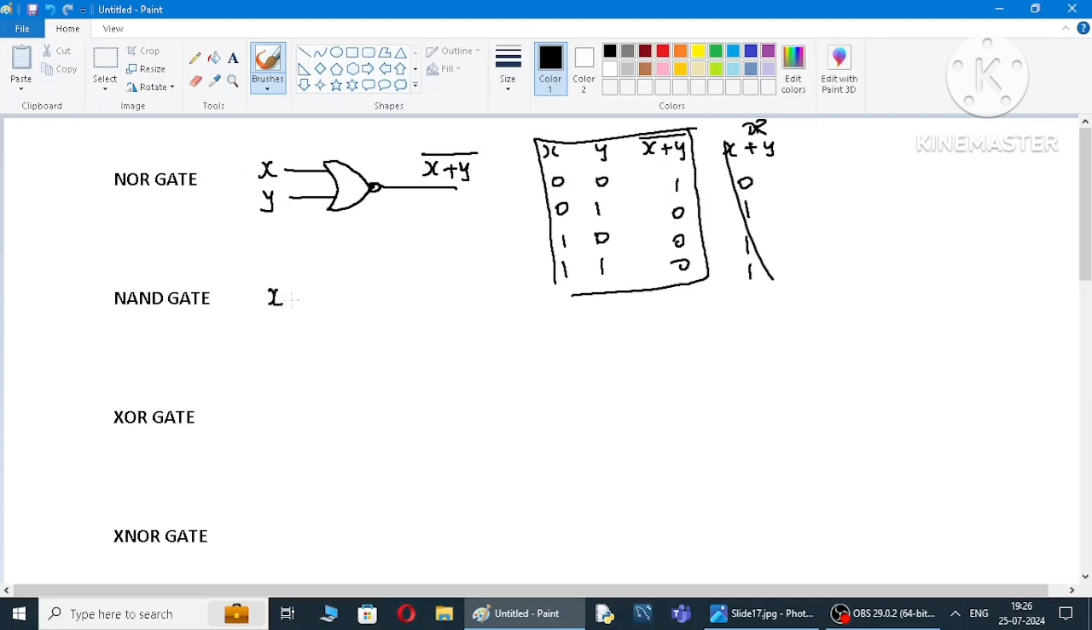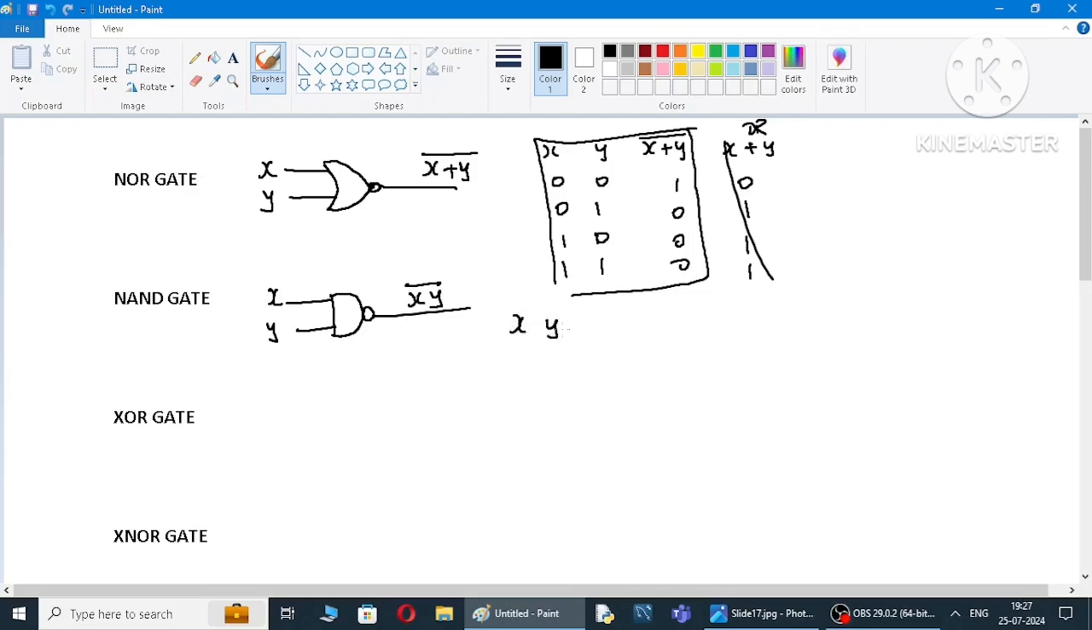In the same way, NAND is the opposite of AND. So how do you draw a NAND gate? An AND with a NOT is called a NAND. X dot Y is AND, and X dot Y's complement is NAND.